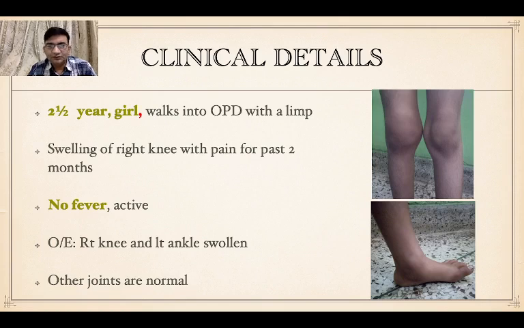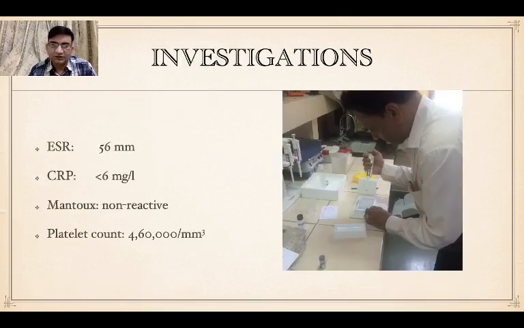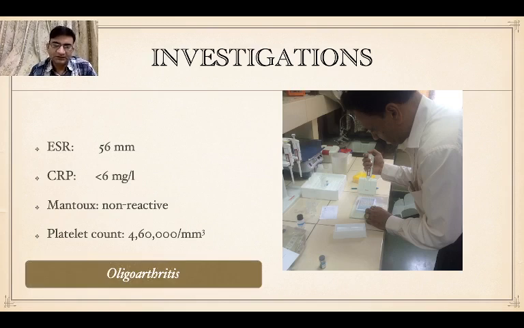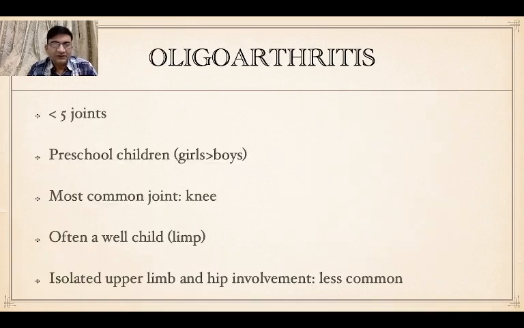So again, coming back to those features that we discussed, she's a very young girl, 2.5 years old. There is no fever. She's active. So this is what makes it likely to be a type of juvenile idiopathic arthritis. When investigated, she was found to have elevated ESR, CRP was normal, ANA non-reactive, slightly elevated platelet count. So this is juvenile idiopathic arthritis of the oligoarthritis kind. Oligoarthritis, we call it whenever we have less than 5 joints involved, often occurs in girls who are of preschool age. So it occurs in very young children, very young girls.